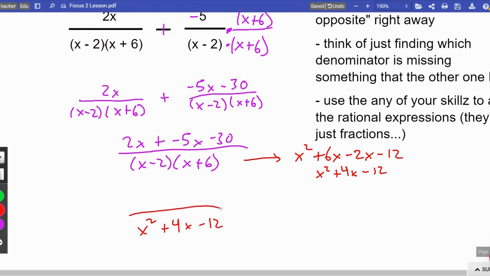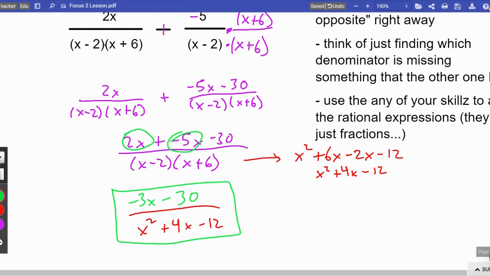On the top, we have a couple like terms. You have the x's here, and then 30 is the odd man left out. It's nothing like it. So we're just going to combine those two. That's a negative 3x when you combine them, minus 30. This is your final answer.